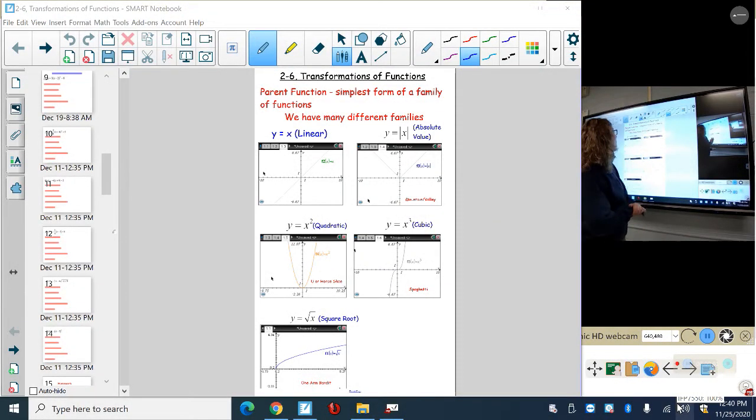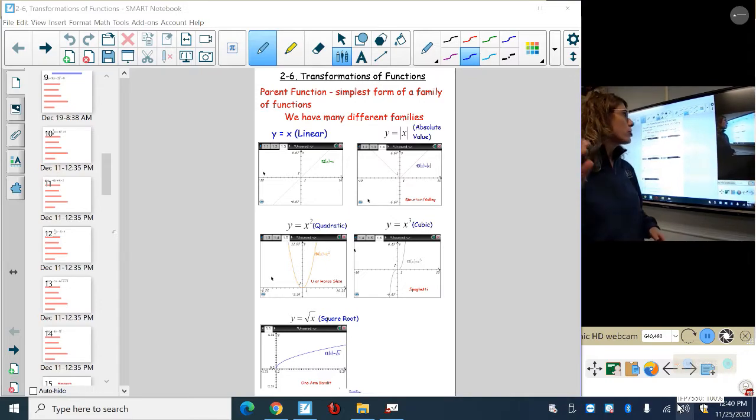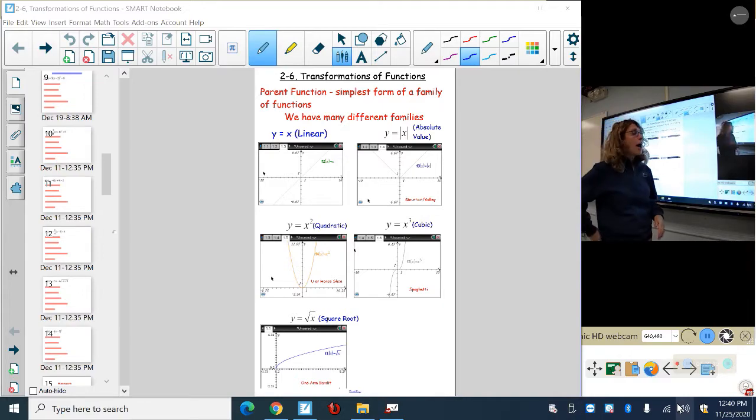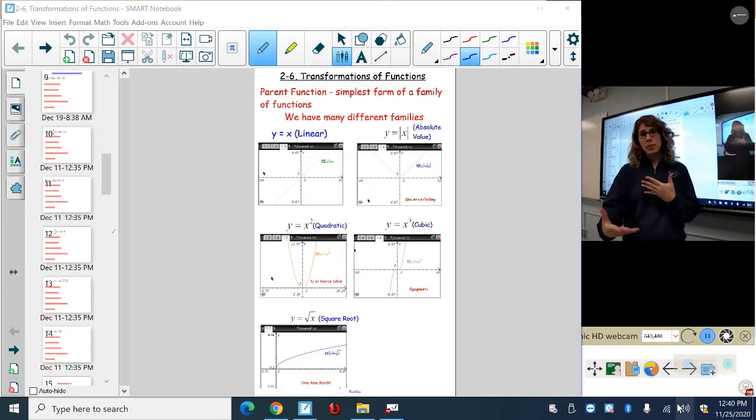Okay, today we're going to be talking about 2.6, which is transformations of functions. Transformations of functions is a super important concept that you need to understand. You're going to hear me say the words up, down, left, right, stretch, compress, reflect a ton. And we kind of touched base on it a little bit whenever we were talking about the absolute value graph. So we're going to expand upon that today.